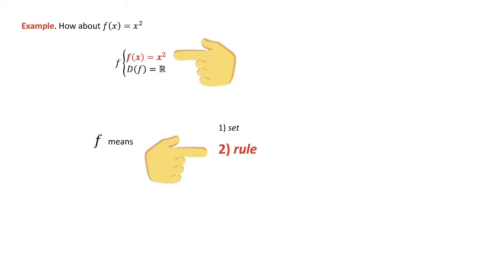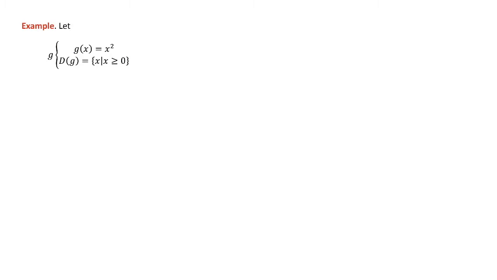Okay, that's what we mean when we write f. Two things, right? Now look, here's another example. Again, it's compare and contrast, compare and contrast. Okay, notice the name of my function is g. Okay, that's fine. Now notice the set is different.